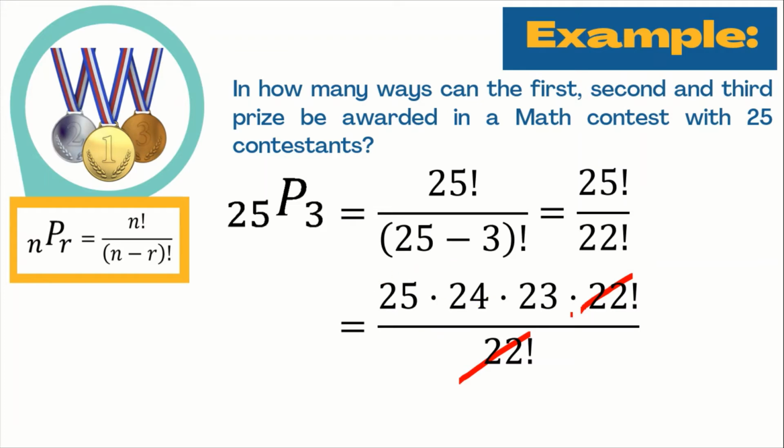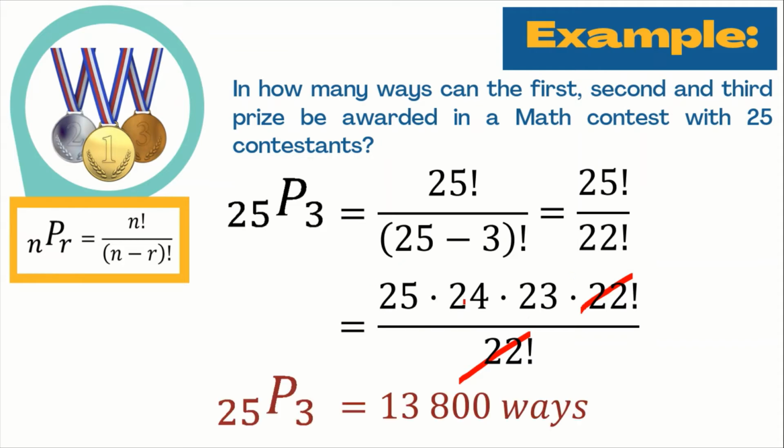So, kapag minultiply natin yung natirang numbers, that will be the value of permutation of 25 taken 3, and that is 13,800 ways.